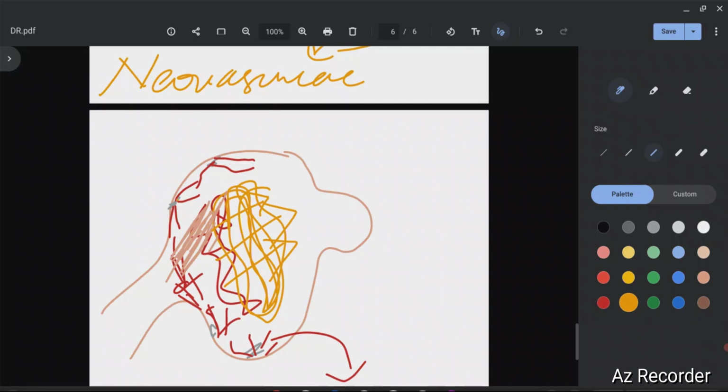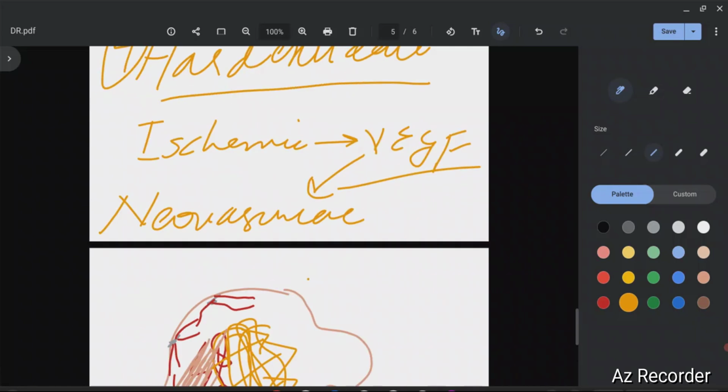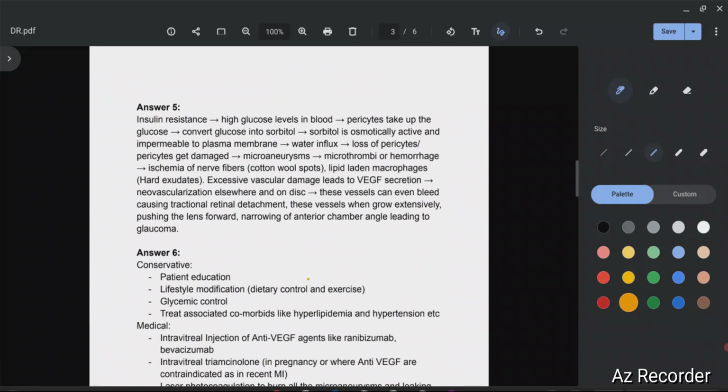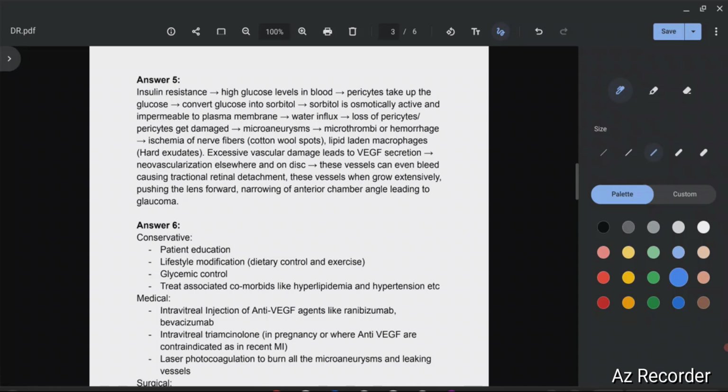Let us read the text together. Here. There is insulin resistance as seen in diabetic patients. There are high glucose levels in blood. Whether there is insulin resistance or insulin deficiency, basically, because it can happen in both type 1 diabetes and type 2 diabetes, there is insulin resistance or insulin deficiency leading to high glucose levels in blood.